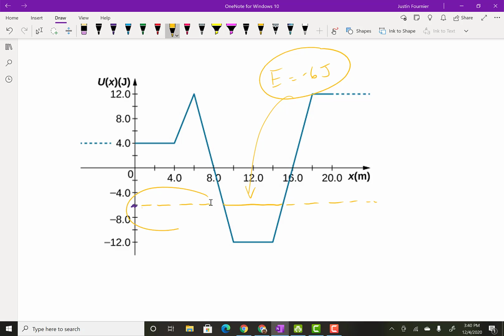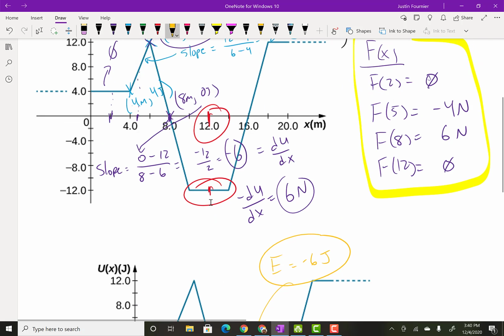So that's why we make a dotted line here. We're saying that while the energy is -6 joules, none of this is going to apply. The particle, or whatever you want to say, in this potential energy graph is not going to be able to reach here. It's only able to reach here. So that's kind of the idea of what we're doing.